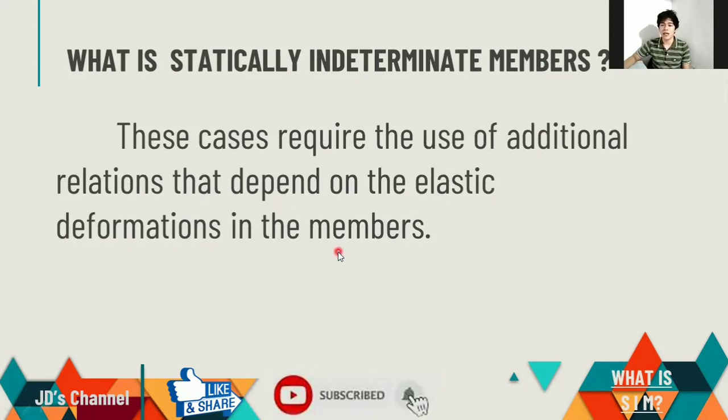These cases require the use of additional relation that depend on elastic deformation in the member. So, sa mga nakaraang discussion natin, or sa nakaraang tutorial, we discuss yung ating mga deformation. Ano po? So, yun. We discuss yung mga formula natin na ginagamit sa deformation. So, ngayon, class, ayan. Yun ay ating gagamitin din.